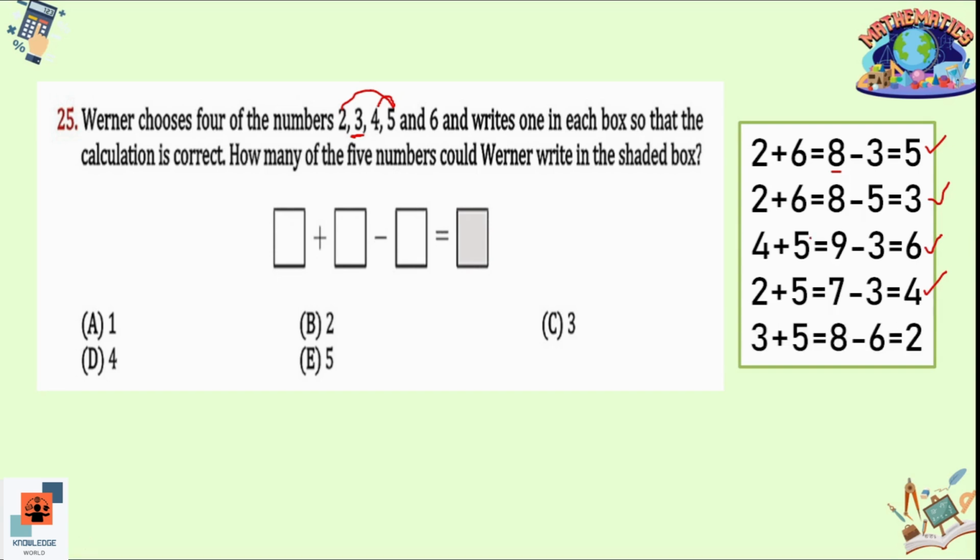So the last combination is that we can add 3 and 5, the total will be 8, and after subtracting 6 out of it, the answer will be 2, which is our fifth number. If we subtract 2 out of 8, the answer will be 6, and 6 is already done over here. So that's why we can say that we have 5 numbers which can be written in the shaded box.